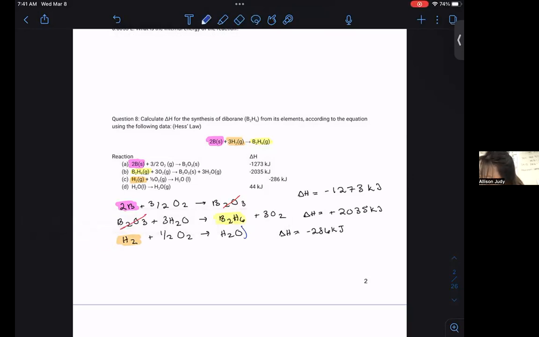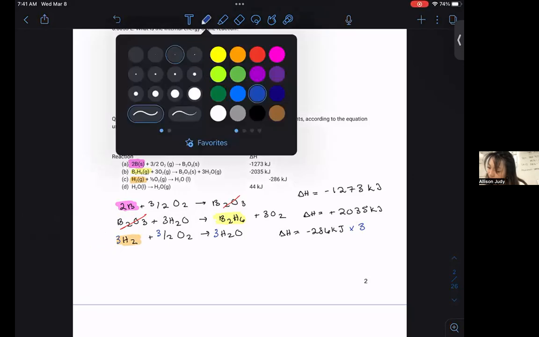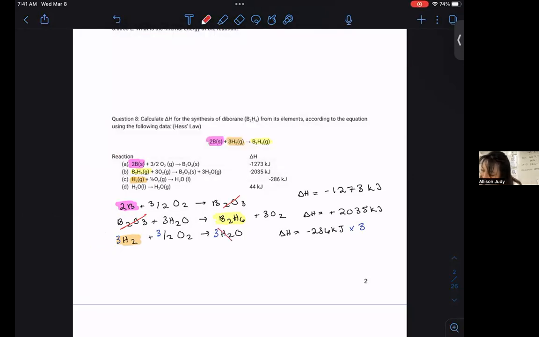So now I'm going to say 3H2, 3 halves O2, and 3H2O. And if I multiply my entire reaction by 3, then my extensive, amount-dependent value of enthalpy is also going to be multiplied by 3 to reflect that. And then what I notice is when that occurs, my 3 H2Os get canceled because it's found on both the product and reactant when I sum. Okay.